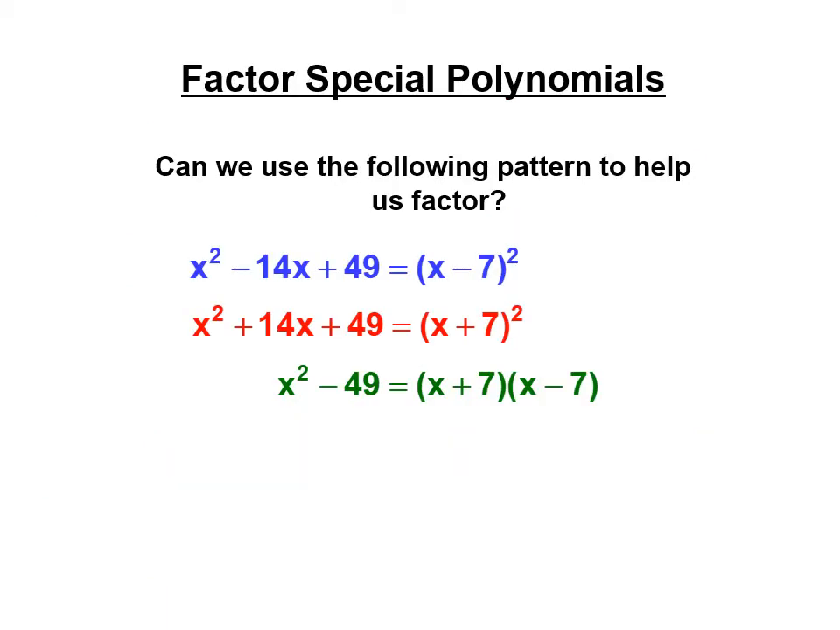Okay, so let's look at the patterns again. We've seen these patterns, now we're seeing them backwards. Right? This perfect square trinomial makes x minus 7 squared. This one, where it's all plus, makes x plus 7 squared.